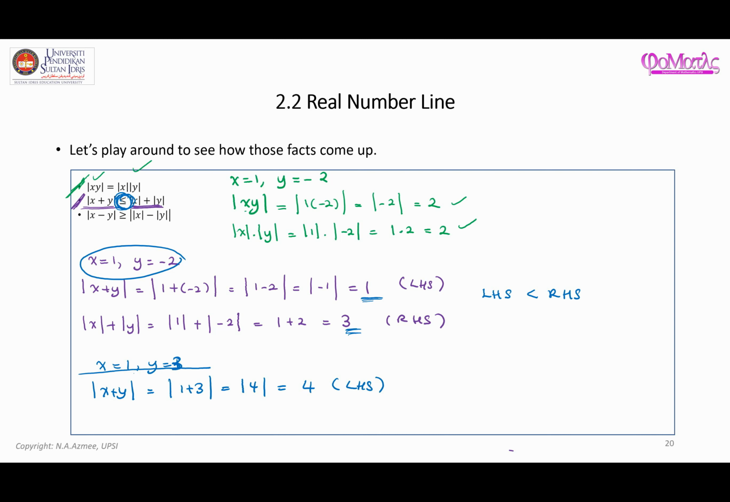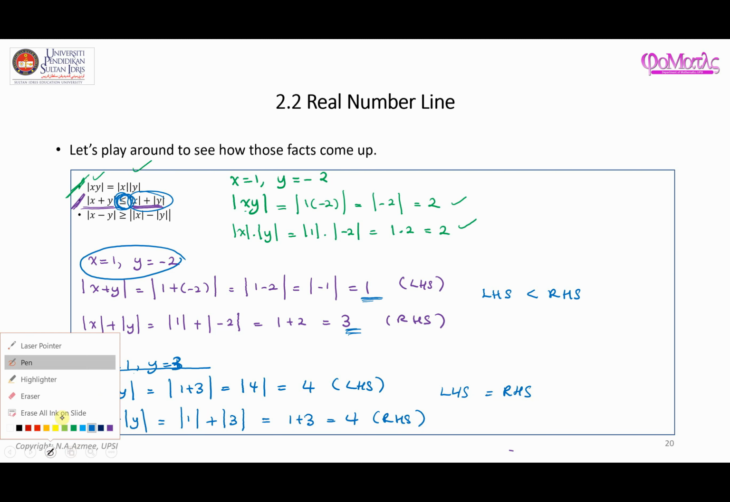Now if we focus on the right hand side, this is the absolute value of x plus the absolute value of y, so you will get the absolute value of 1 plus the absolute value of 3, which is 1 plus 3, equal to 4. So in this case, you can see that the left hand side is equal to the right hand side.